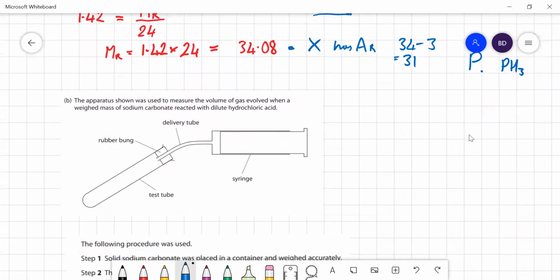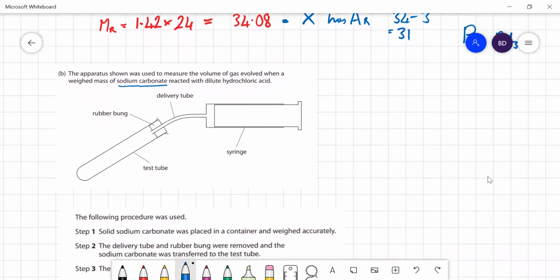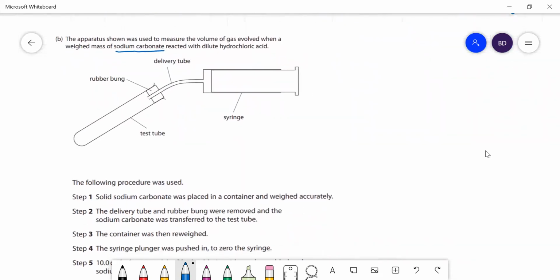Right, part B, we've got an experiment here. You've got some sodium carbonate reacted with hydrochloric acid, and they collect the gas produced. So this is what they do. Solid sodium carbonate is placed in the container, weighed accurately. The delivery tube rubber bung is removed and the sodium carbonate transferred into there. Then we reweigh the container to find out the mass of sodium carbonate.